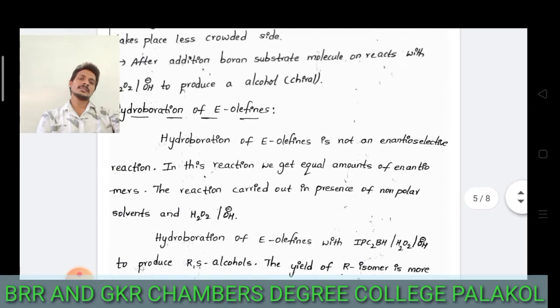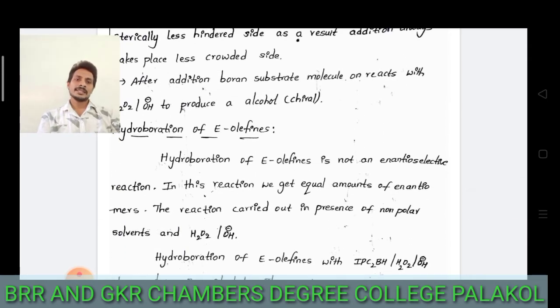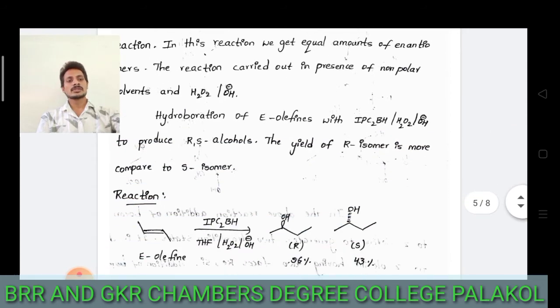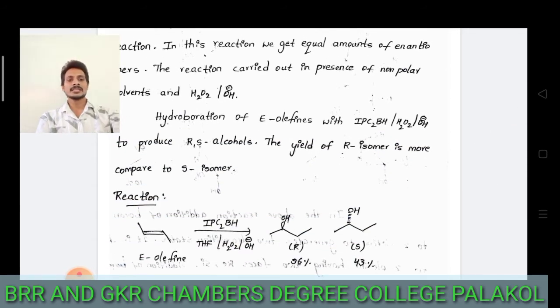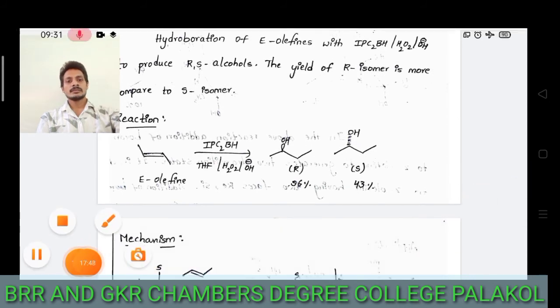Again, when E alkenes are treated with borane followed by hydrogen peroxide in basic medium, they give equal amounts of enantiomers. But when the same E olefins are treated with IPC2BH in the presence of hydrogen peroxide and base, they give unequal amounts of stereoisomers as products. In these reactions we get R alcohol and S alcohol, 56% of the R alcohol and 43% of the S alcohol.